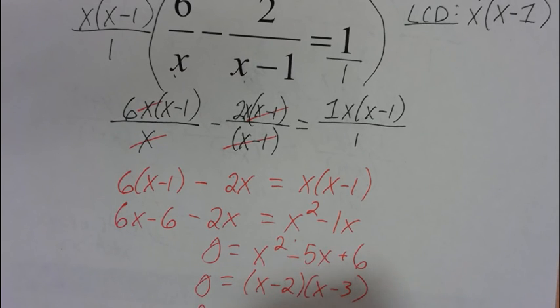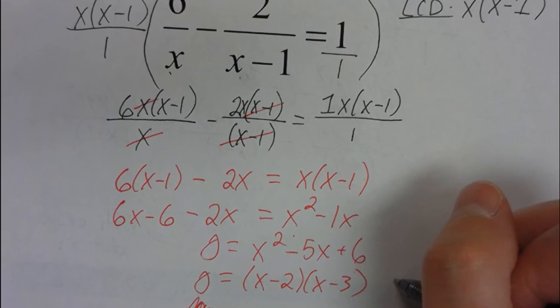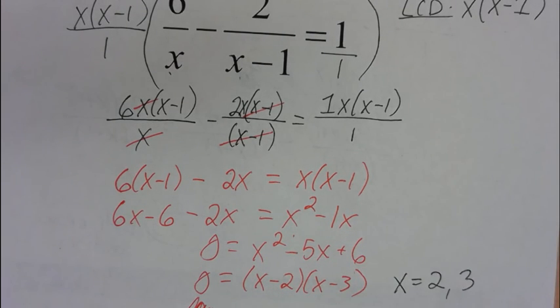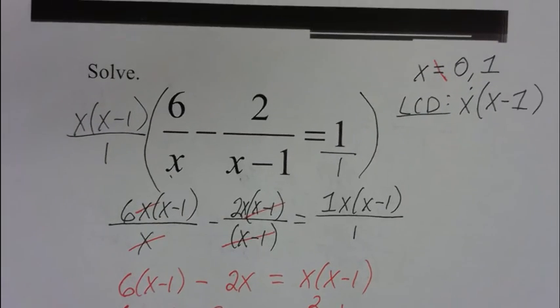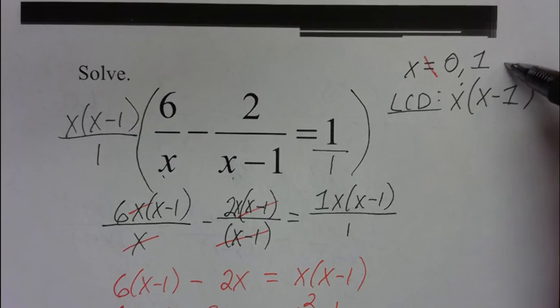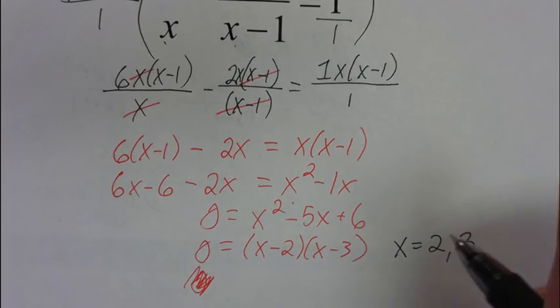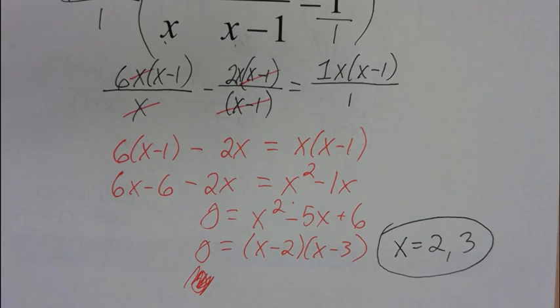And so that means that our answer for this problem is 2 and 3. And lucky for us, neither of those were excluded numbers up at the top here. They were just when it was just 0 and 1. Well, 2 and 3 aren't one of those. And so that means that we have finished the problem. We found the 2 possible answers.